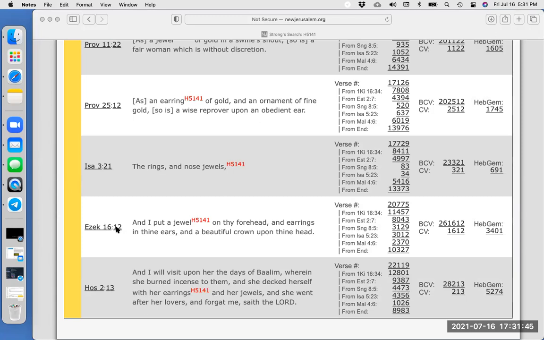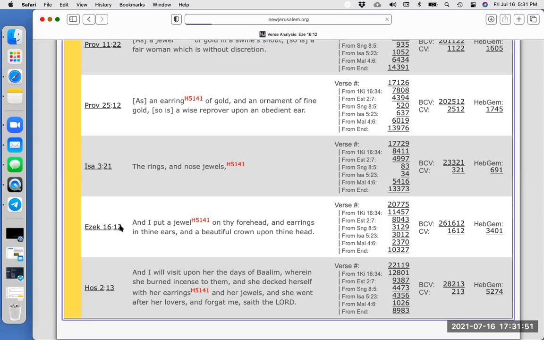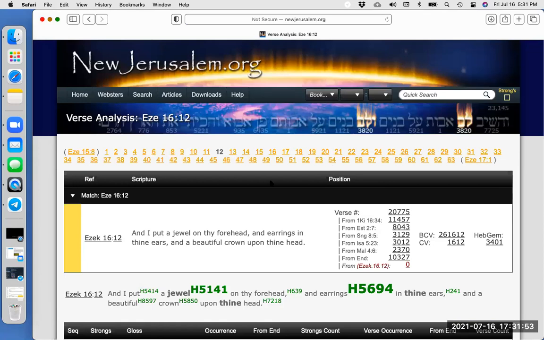And so I click that, and we can dig around in this verse and see where else it goes. But the jewel on the forehead and earrings in thine ear and a beautiful crown on thy head. So we see the body is being adorned. Okay, it's particularly the head.